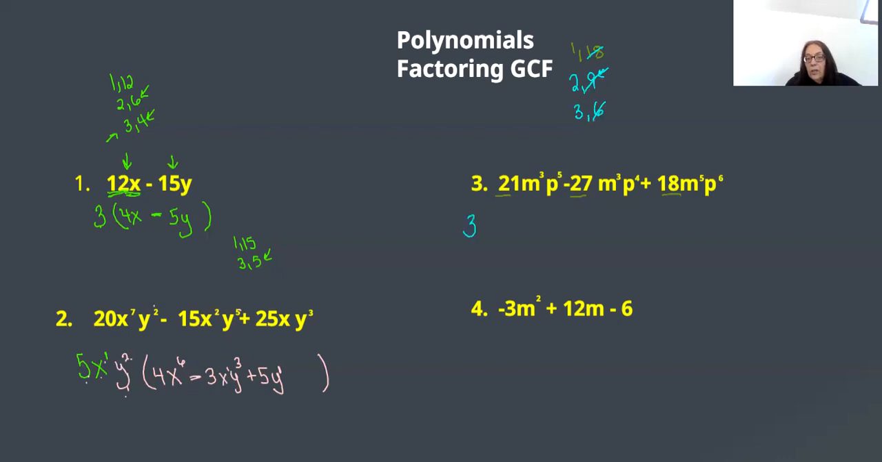Now, let's look and see if there's an m in each term, and there is. So we can take out an m. But we got to look at the exponents. Our exponents are 3, 3, and 5. The smallest is a 3, so that's what we can take out. Now let's look at our p's. They all have a p. What's the smallest exponent? We've got a 5, we have a 4, and we have a 6. So the smallest is a 4. So that's what we can take out. I'm going to clean this up here a little bit.